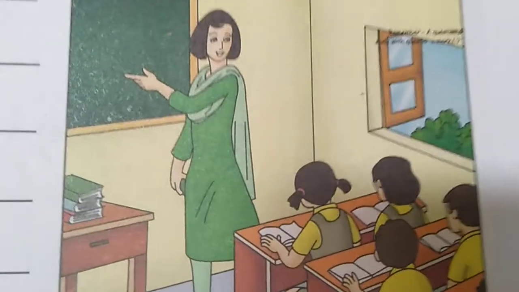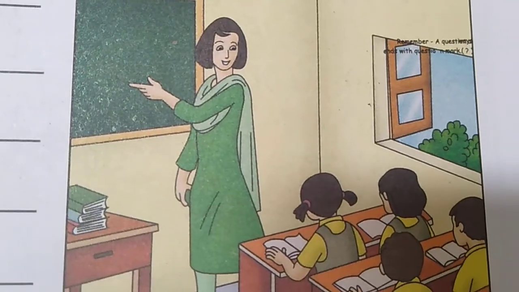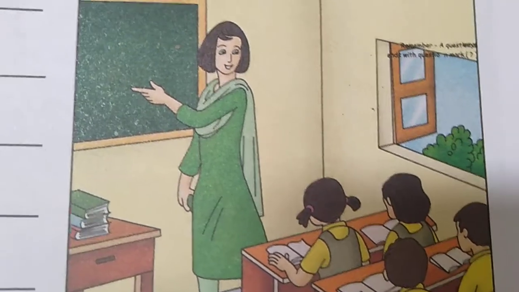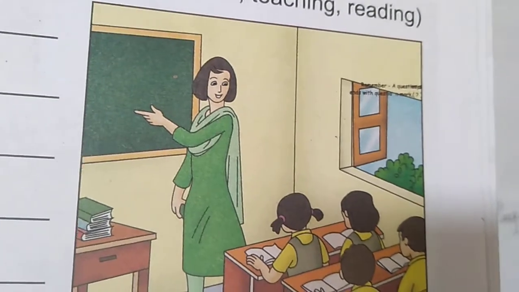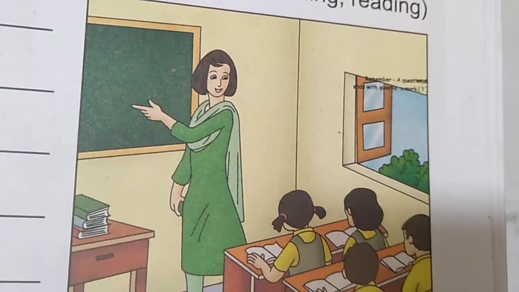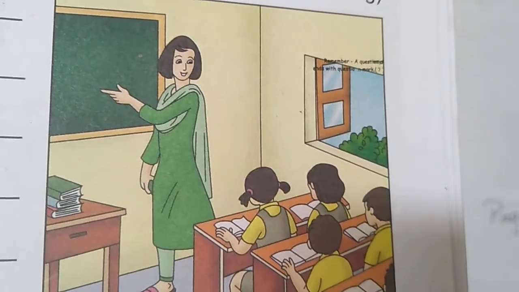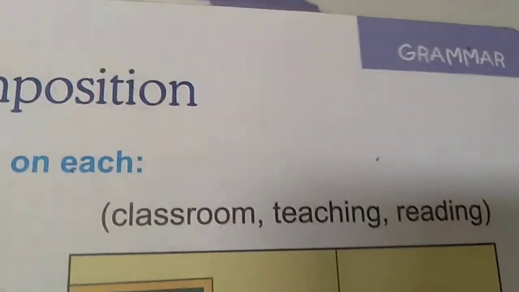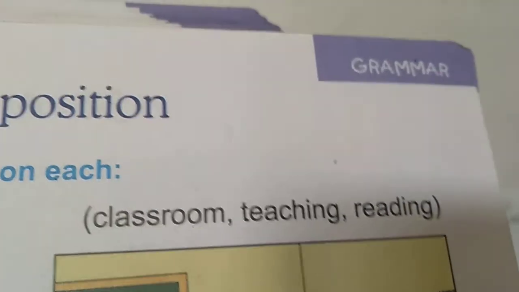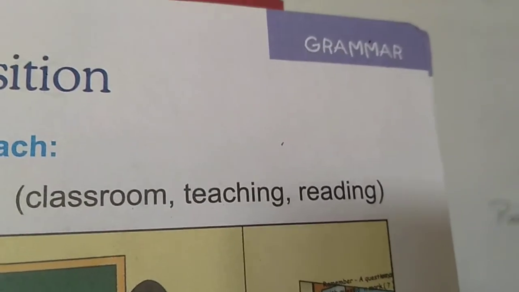And what is the teacher doing here? Can you tell me? The teacher is teaching. Yes, children. Okay, and down here, one more picture is there. First I will clear this. They have given 3 words, children: classroom, teaching, reading.